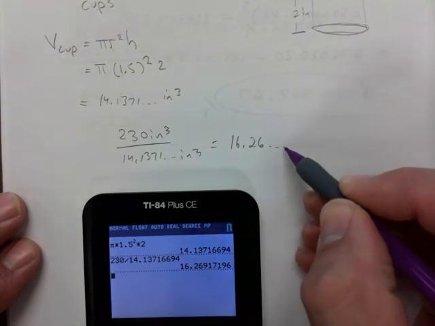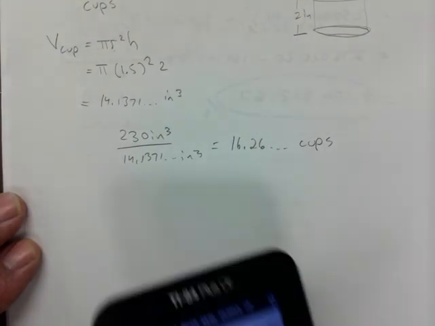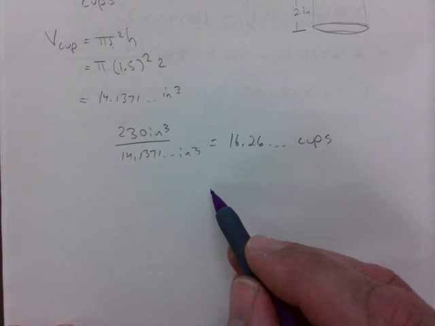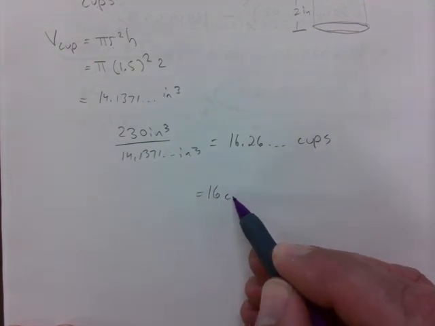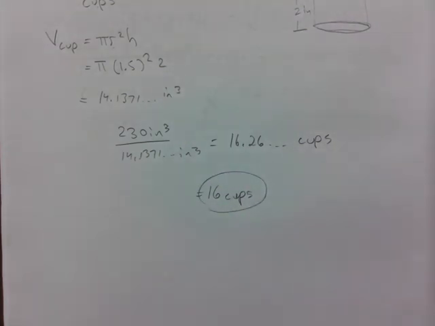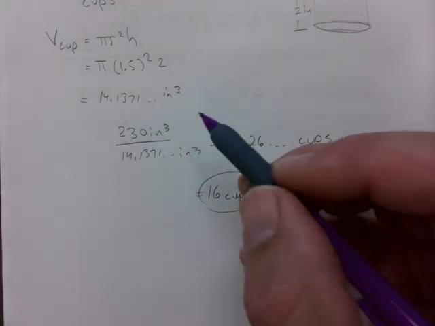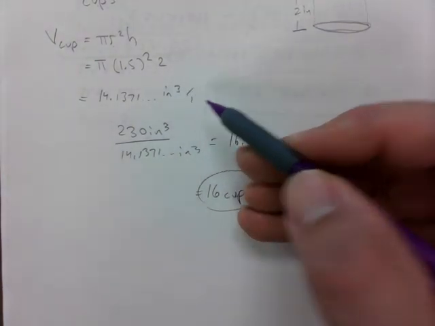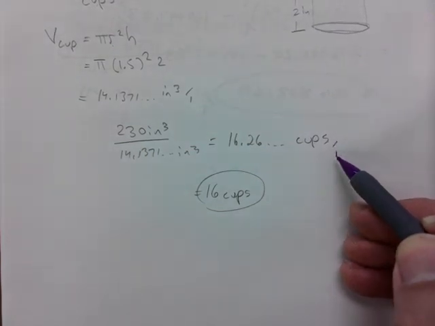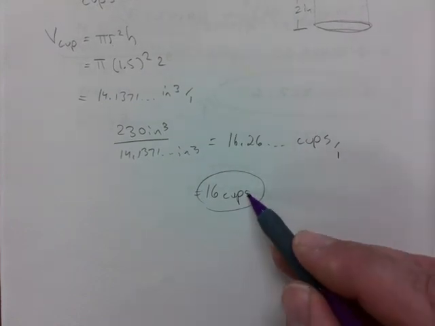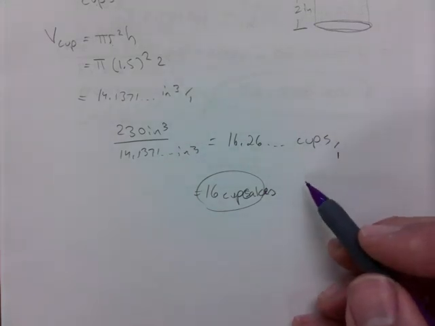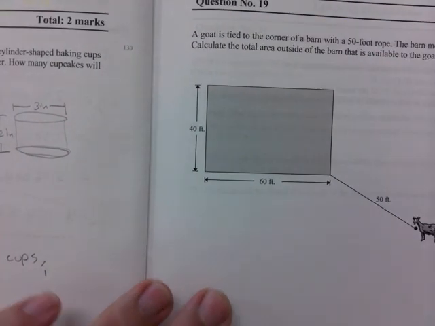16.26 something cups, and it's implied here that you can't have partial units. So you either say 16 cups or 17, okay, that you'll be able to make. So that is the 1 mark. This would be 1 mark for figuring out the volume of a cup, and then how many cupcakes you'll be able to make is the 2nd mark here. Okay, continue.